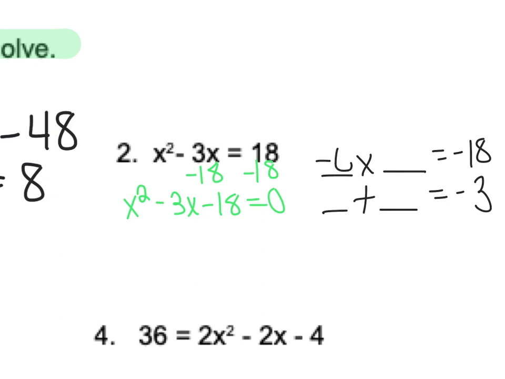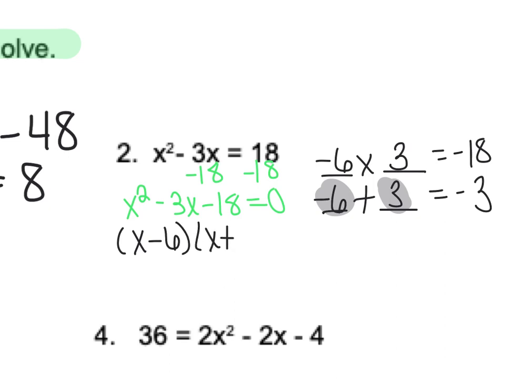And so we have negative 6 and positive 3 multiply to be negative 18, and negative 6 and positive 3 also add together to be negative 3. So these two are going to be what goes in our parentheses as a factor. So we're going to have x minus 6 and x plus 3. Again, that's just those factors that we just had there, equals 0.